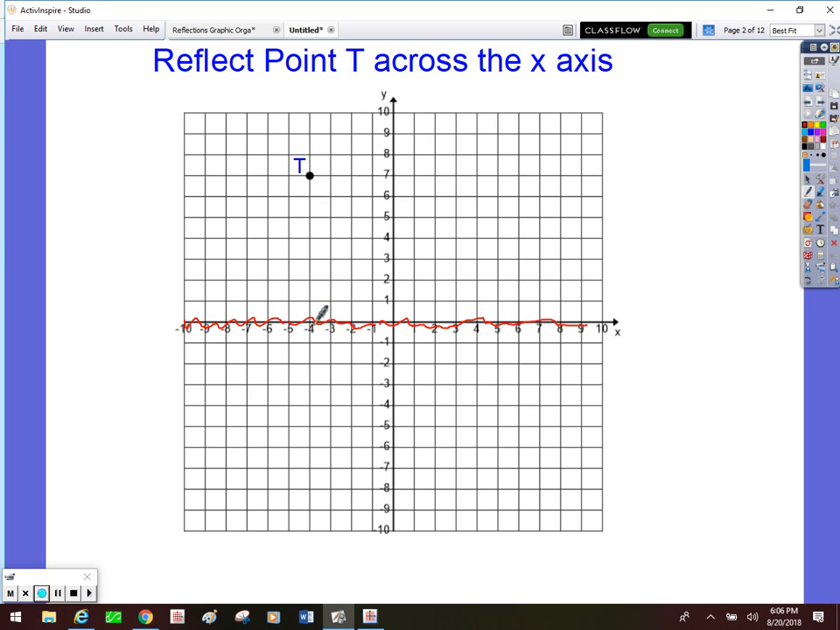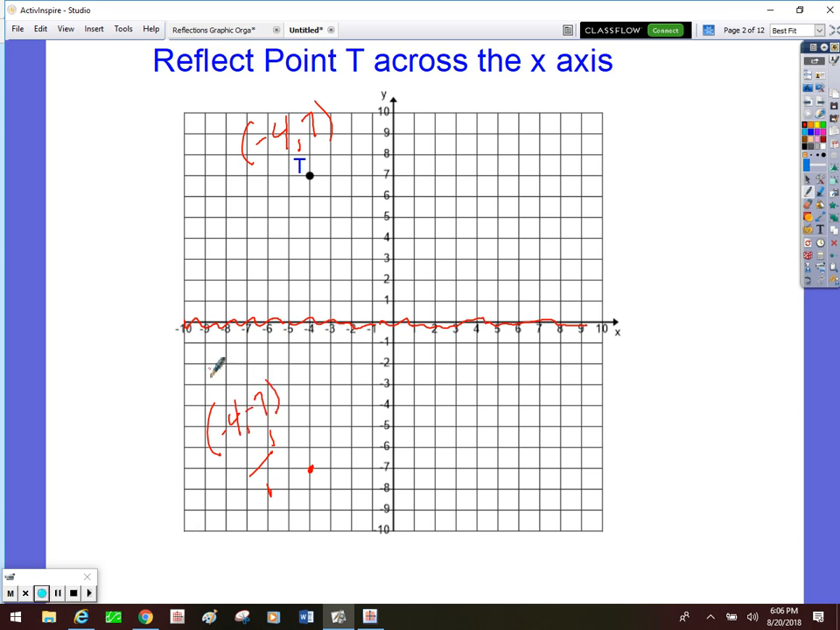T is at (-4, 7). Since it's above the line, if I go across that line, it's going to end up below. All we're going to do is count from the T point all the way to the line of reflection, which is my x-axis, and count the same number on the other side. We're going to mirror it on the other side. So count 1, 2, 3, 4, 5, 6, 7. And then count 1, 2, 3, 4, 5, 6, 7. That would give me T prime, and now my coordinate here is (-4, -7).